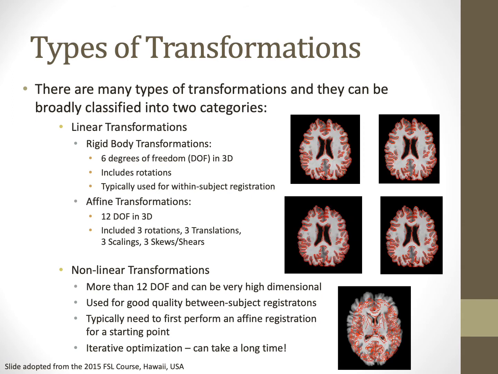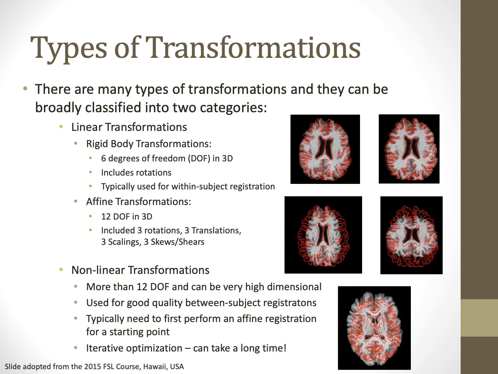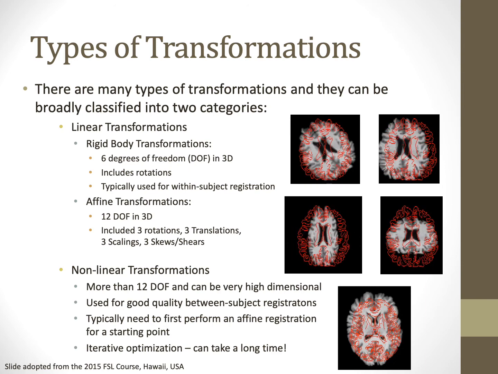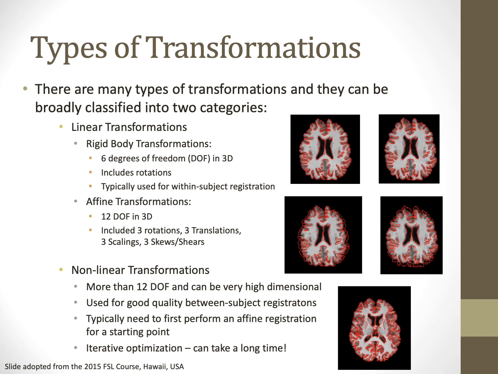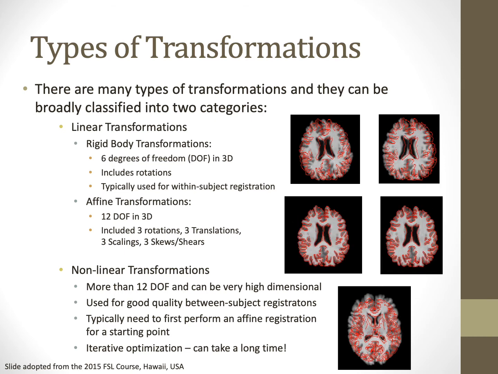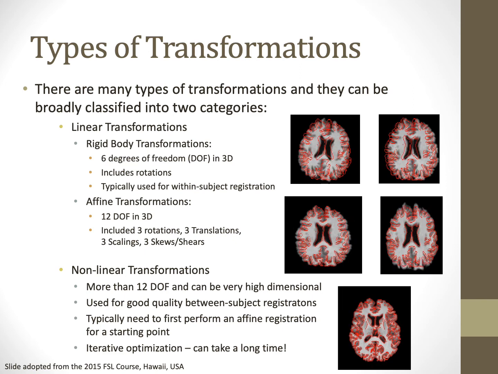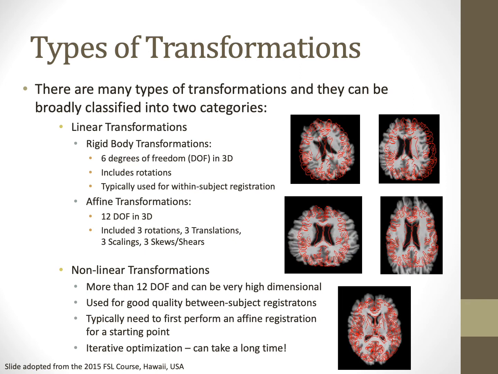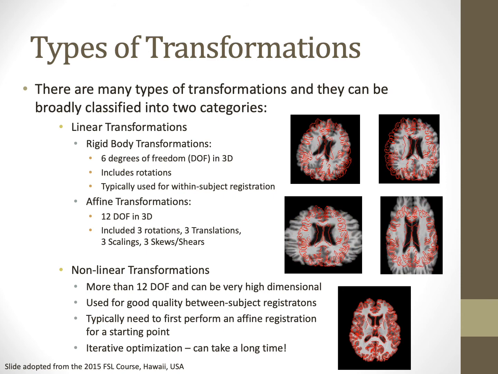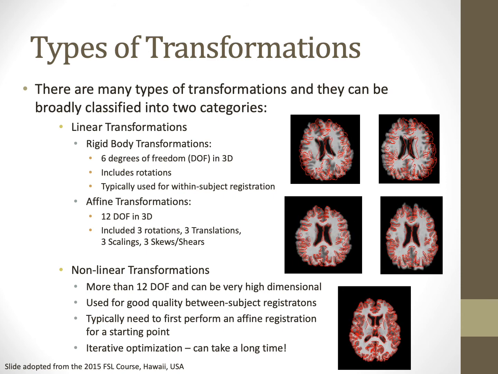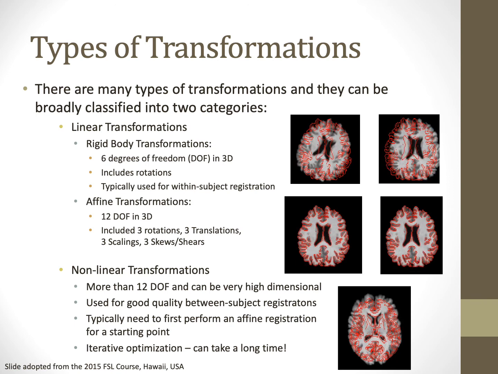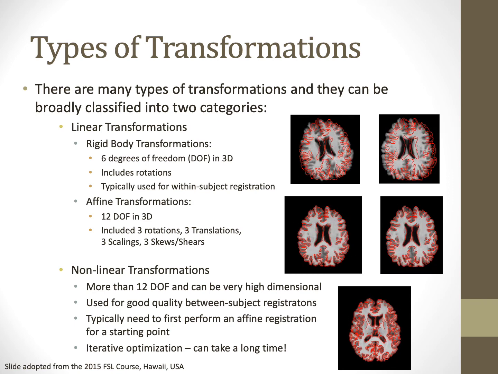There are many different types of transformations as we've discussed in class, and they can be broadly classified into two categories. Linear transformations, which consist of rigid body transformations, which correspond to having 6 degrees of freedom and include rotations. Affine transformations, which are 12 degrees of freedom in 3 dimensions and include rotations, translations, scalings, skews, and shears.